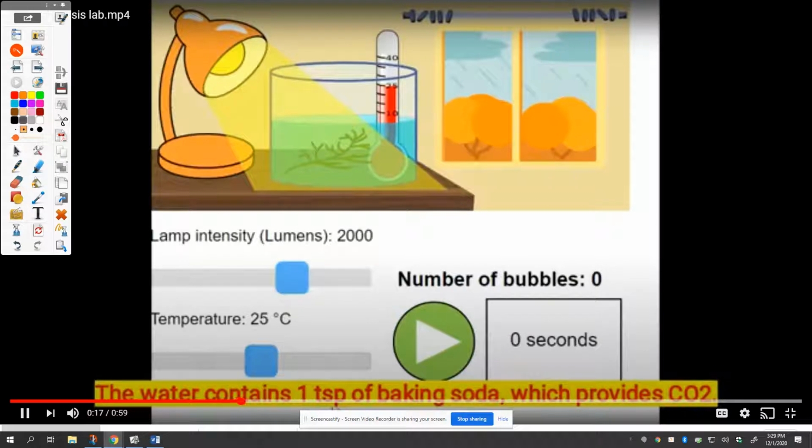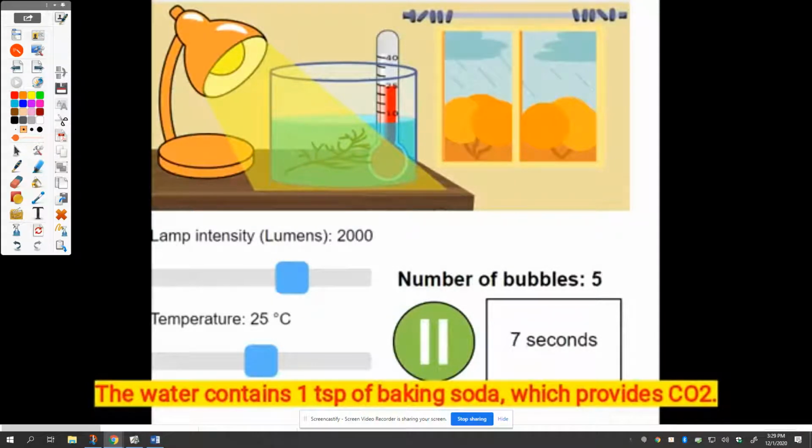Then we increase the lamp intensity, and we watch the number of bubbles that are being produced, and we count that number of bubbles. And then once again, we're going to adjust the lamp intensity to 3,000 lumens, and we're going to count the number of bubbles produced there. And if you notice, the rate of bubble production gets faster as we increase the light intensity.